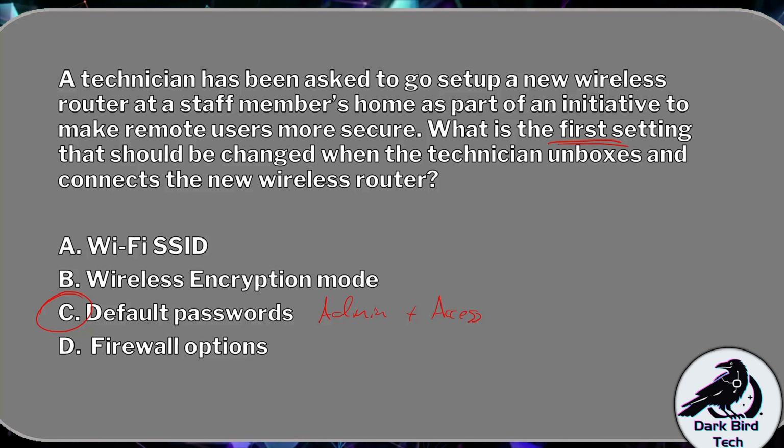Now, that's not me saying I wouldn't do those things. I would do the other things as well. I'd change the SSID to something that indicates this is this person's network. I'd do the wireless encryption as securely as I could. And if present firewall options, I would set those up. But those would not be my first three things to do.